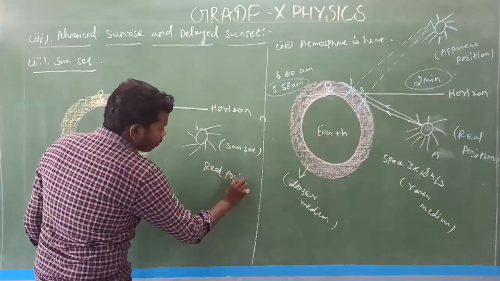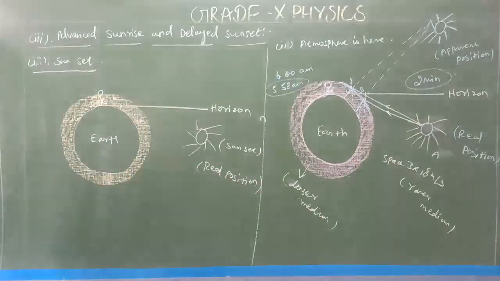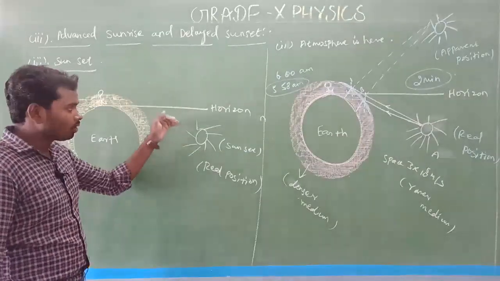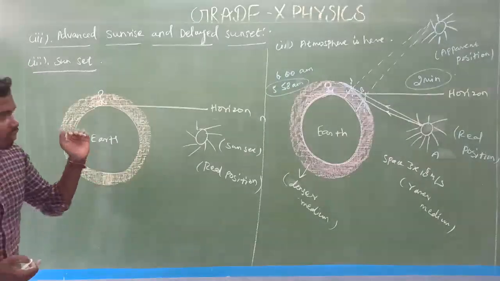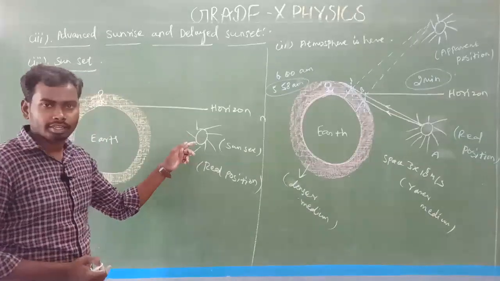This is the real position of the sun. Is it clear? Still the sun is below the horizon. So light rays are coming from the sun, which is located below the horizon.